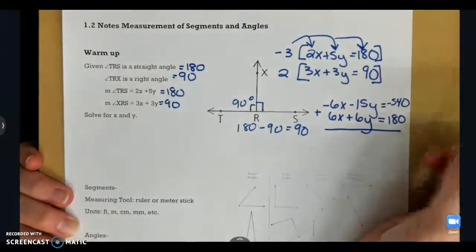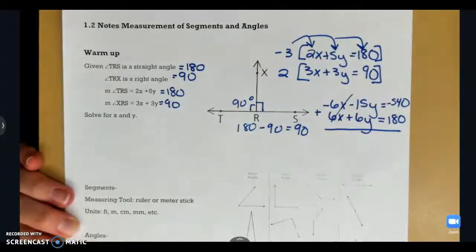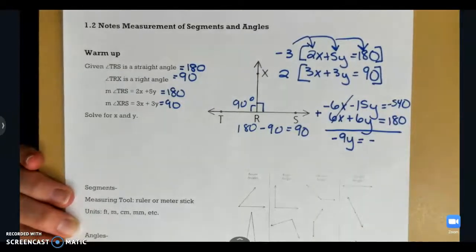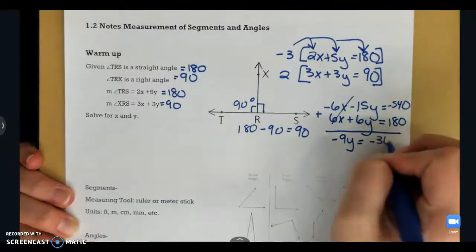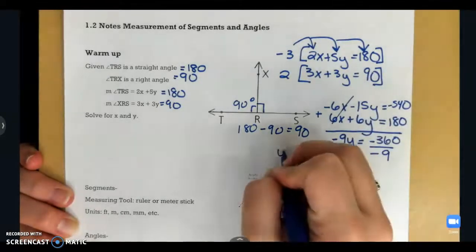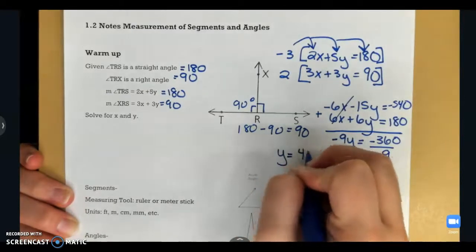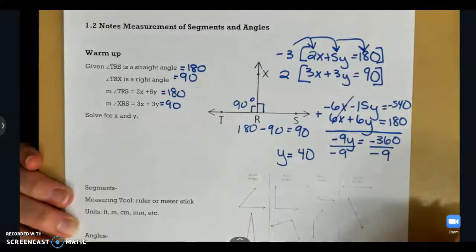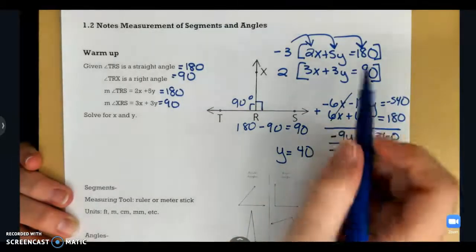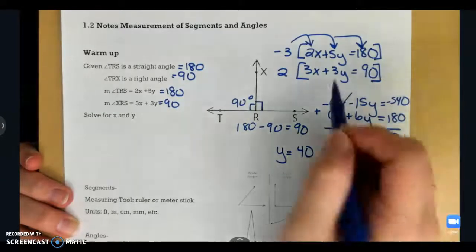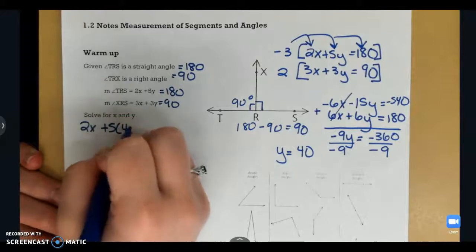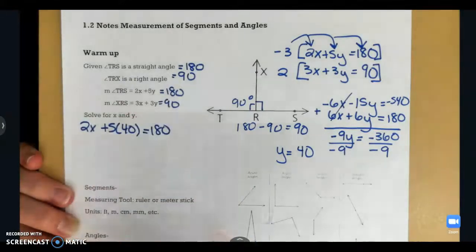So now I add my equations, my x's cancel, I end up with minus 9y is equal to -360. Divide by minus 9 on both sides, and y is equal to +40. So there's our y. Now I have to solve for x by plugging back in, and I'm going to use one of my original equations, and it doesn't matter which one, I'm just going to go with the top one. 2x plus 5 times 40 is equal to 180.